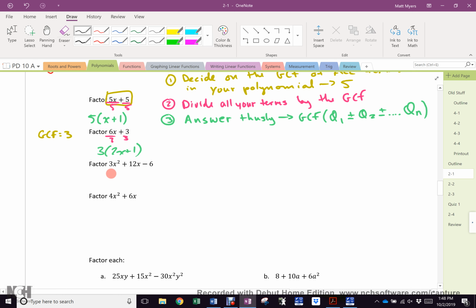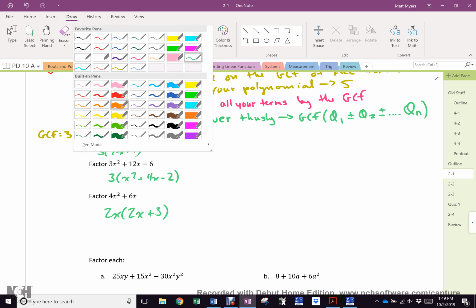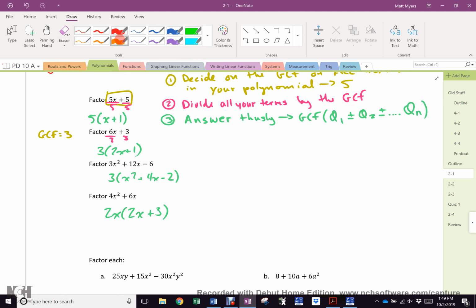Okay. So what's this one? I'm only going to write the answer in green. What's this one? It's 3 out of the bracket x squared. Thank you. 4x minus 2. Oh. And what's this one? 2x bracket 2x plus 3. Great. Now, please notice I am using a thick pen. Why? Because it's important.